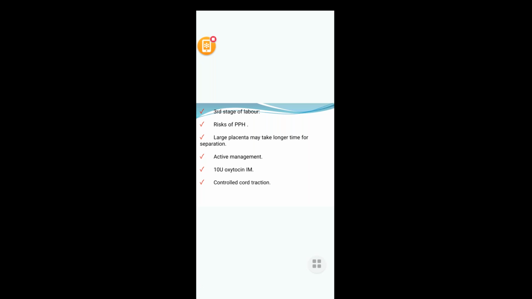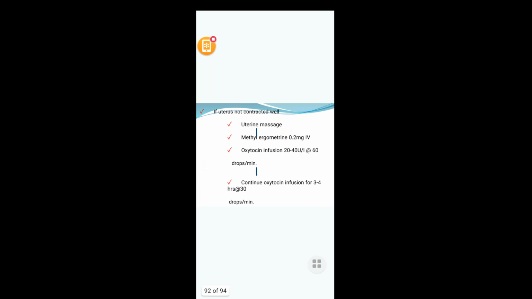Active management of third stage of labor should be implemented, such as giving 10 units of oxytocin IM, controlled cord traction. If your uterus is not contracted well, uterine massage, give methylergometrine, that is your methergine 0.2 mg IV, and start an oxytocin drip, continuous oxytocin infusion for 3 hours at 30 drops per minute.